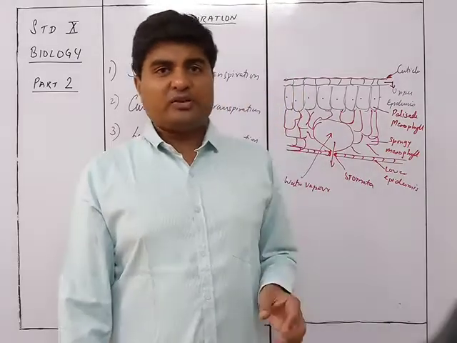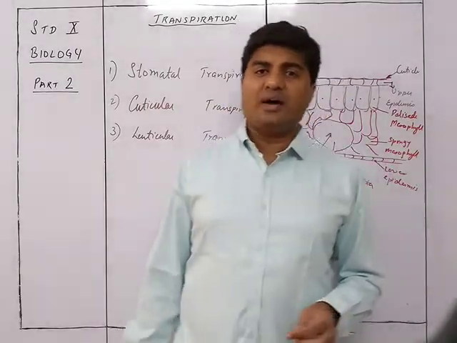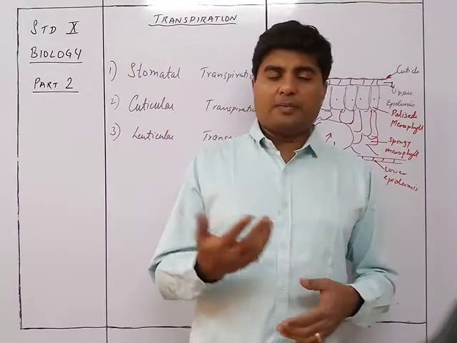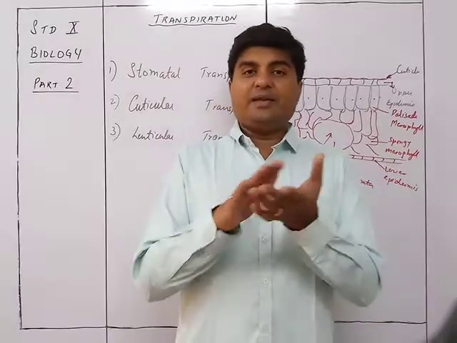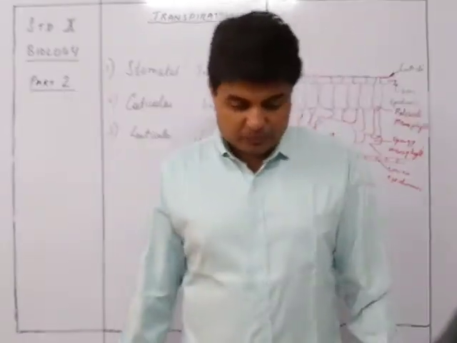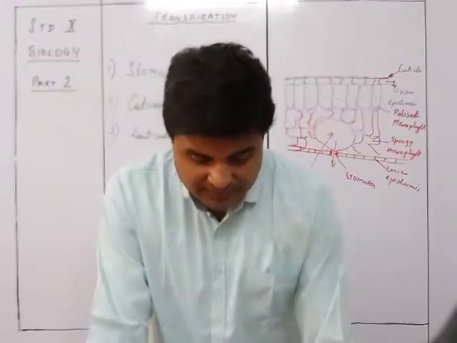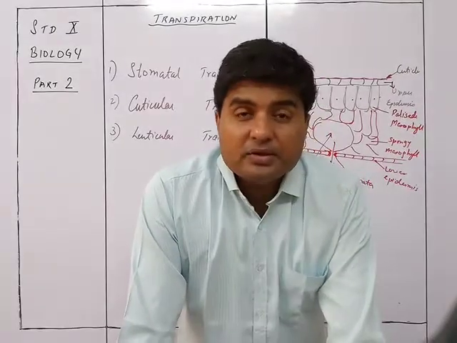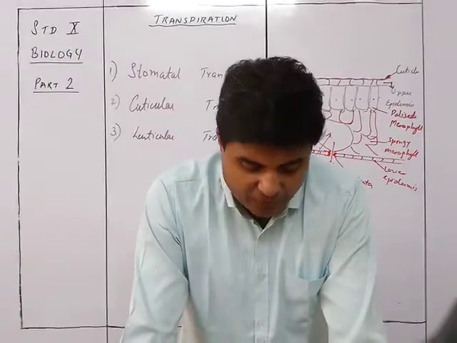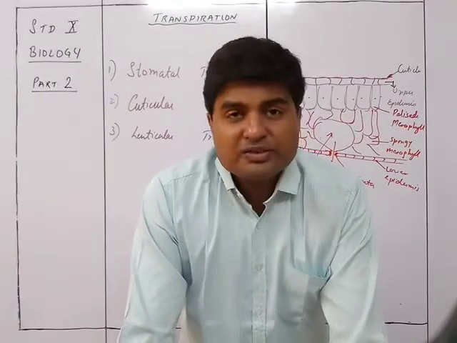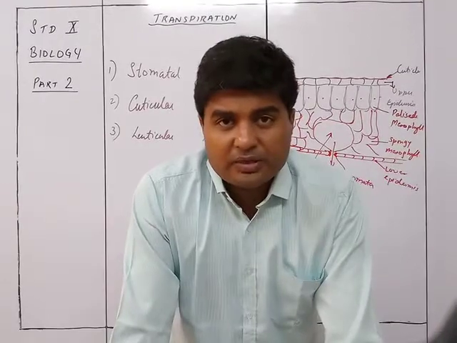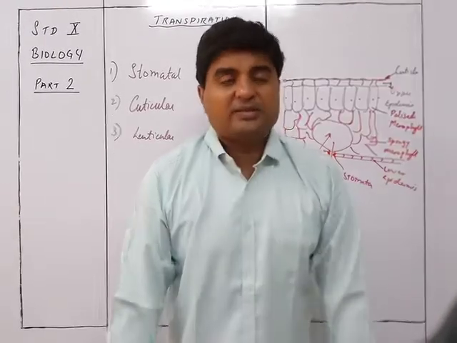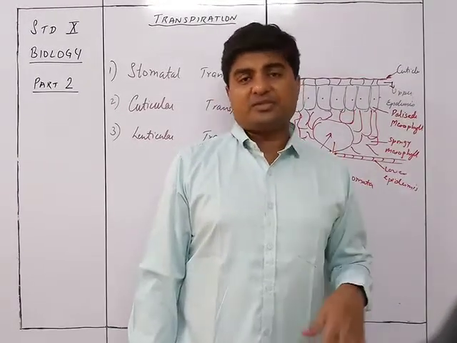So the proof that stomatal transpiration is much higher as compared to the other kind of transpiration is easily seen by this particular experiment. That is what you see over here about stomatal transpiration: the rate of stomatal transpiration is much higher from the lower surface of the leaves, whereas the cuticular transpiration on the upper part is of a lower value.